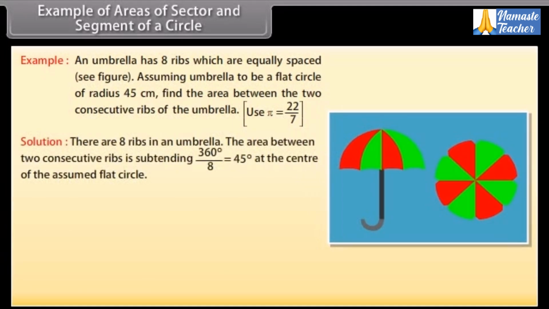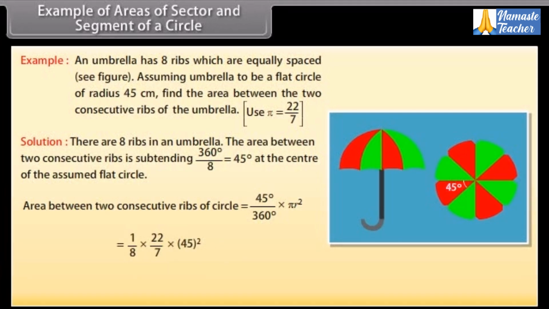The area between two consecutive ribs is subtending 360 degrees upon 8, which is 45 degrees, at the center of the assumed flat circle. Area between two consecutive ribs of circle is 45 degrees upon 360 degrees into pi r square. Now, by calculating it, we get 22,275 upon 28 centimeters square.